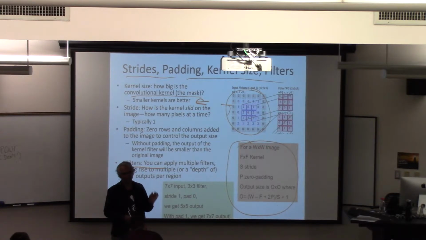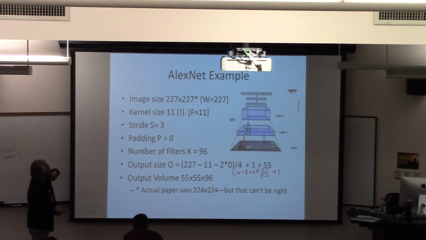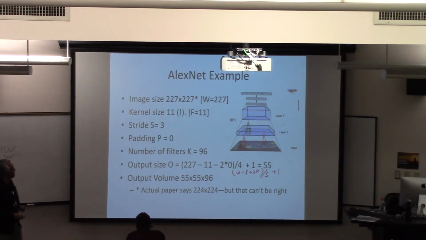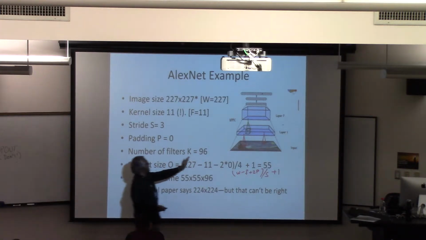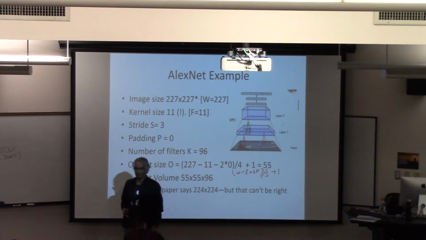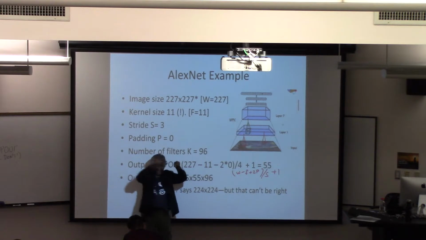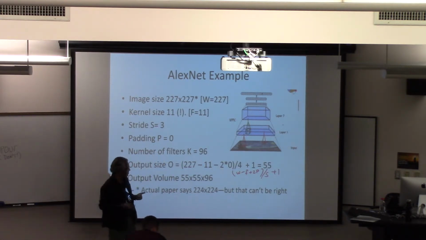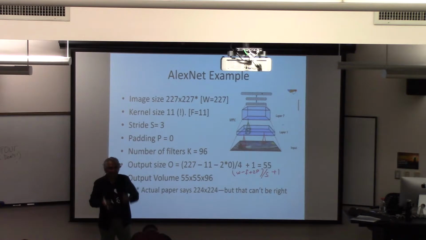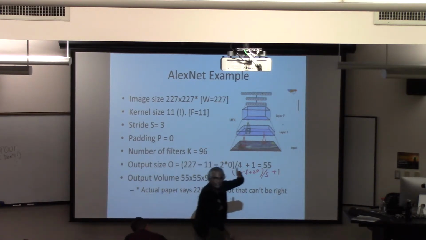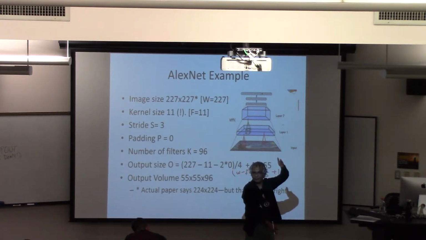Instead of depending on the slow rich uncle, I am doing my own stuff. Okay? And that's basically what this one is. So for the AlexNet example, image size was 227 by 227, kernel size was 11, stride was 3, padding was 0, number of filters per layer was 96. Okay? So the output size for each of the output layers can be computed to be 55, and there would be 55 slices, one for each of the filters.